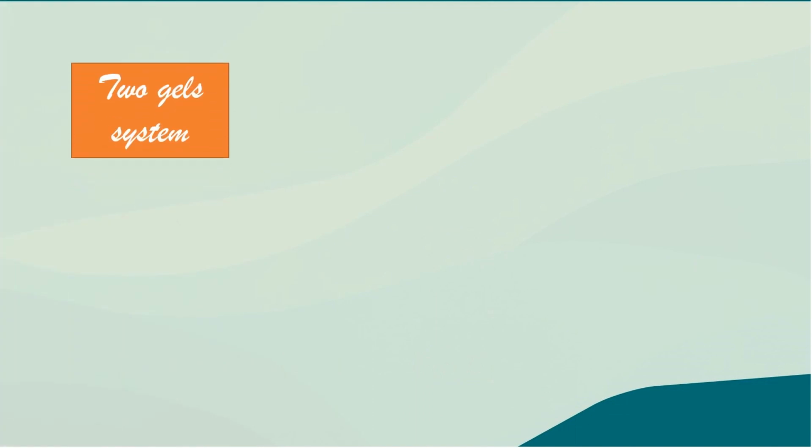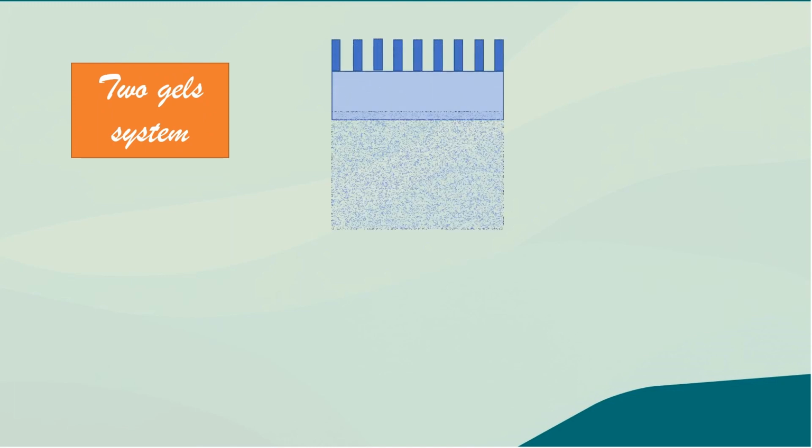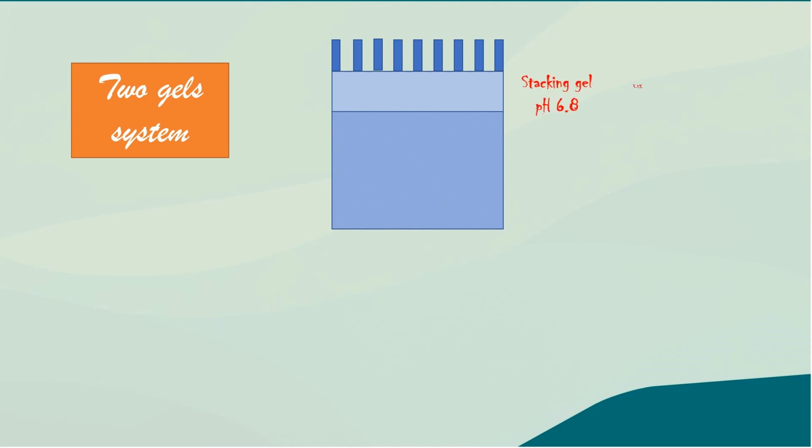Now, let's understand the two gel systems involved in SDS-PAGE. Each gel has a unique purpose. The first is the stacking gel with a pH of 6.8 and 3 to 5% acrylamide, while the second is the resolving gel with a pH of 8.8 and 10 to 15% acrylamide.